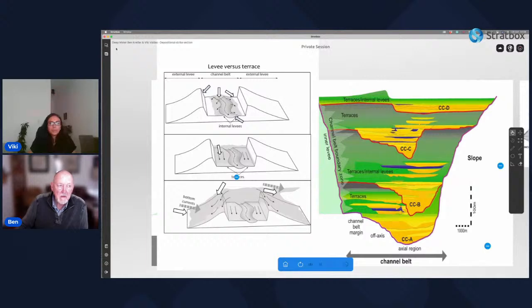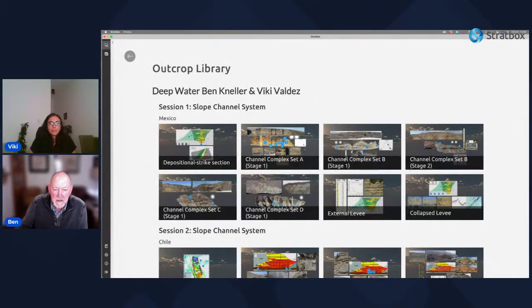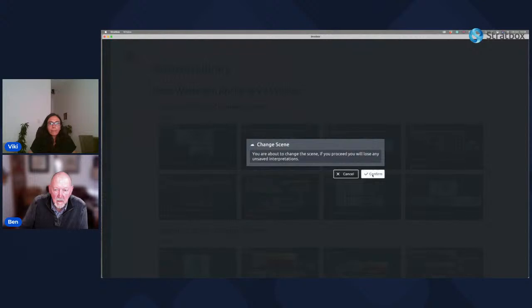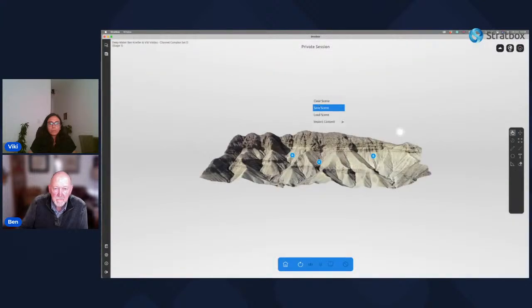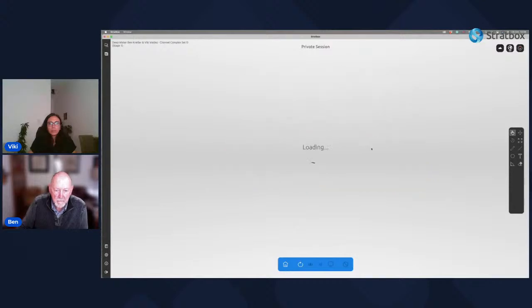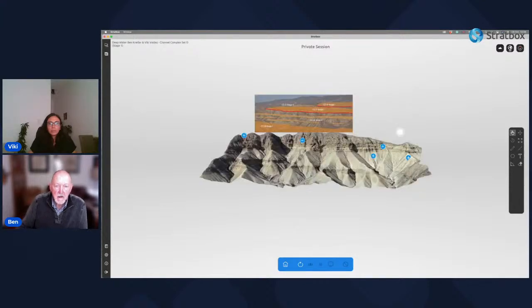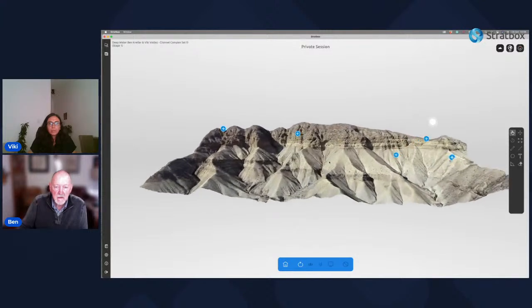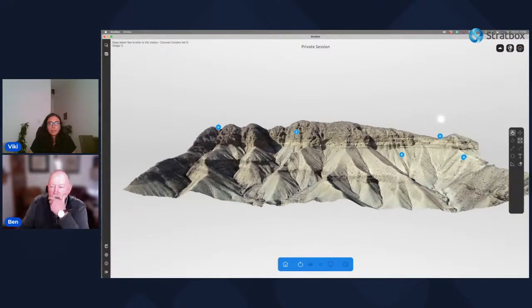So let's go on to the next scene. We're actually going to start looking at a model of the outcrop here. Okay, so this virtual outcrop model is about 400, 500 meters long, and it gives us a couple of 100 meters of stratigraphy. And it represents the top of one channel complex set and the base of the next one.